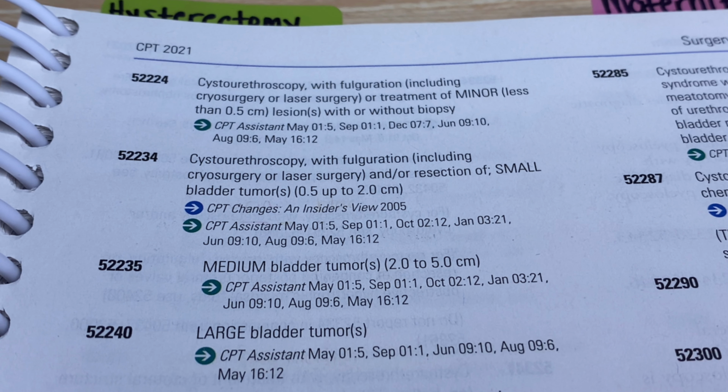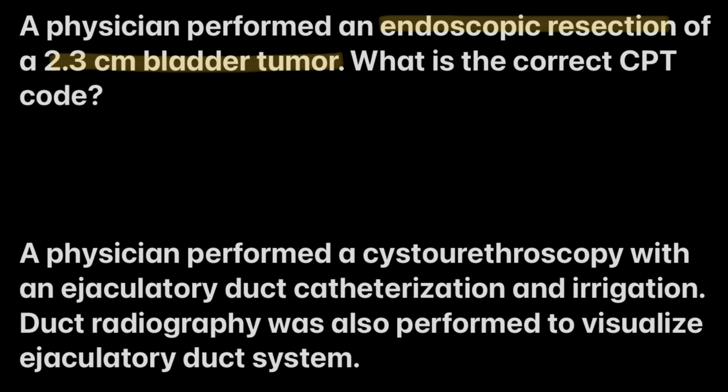And I did want to mention cystourethroscopy. If you are wondering, well, he didn't say anything about the urethra, but in order to get to the bladder, you have to go up through the urethra. So for this endoscopy procedure, the scope goes through the urethra in order to get to the bladder. So the cystourethroscopy is correct. Our CPT code for this procedure is going to be 52235.